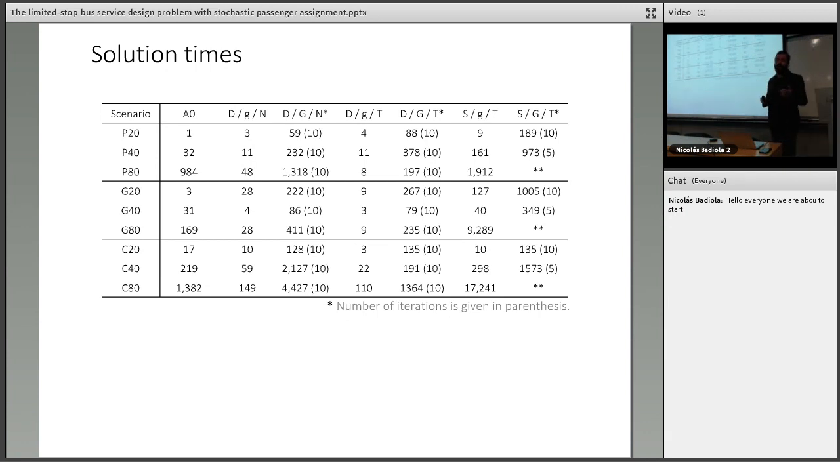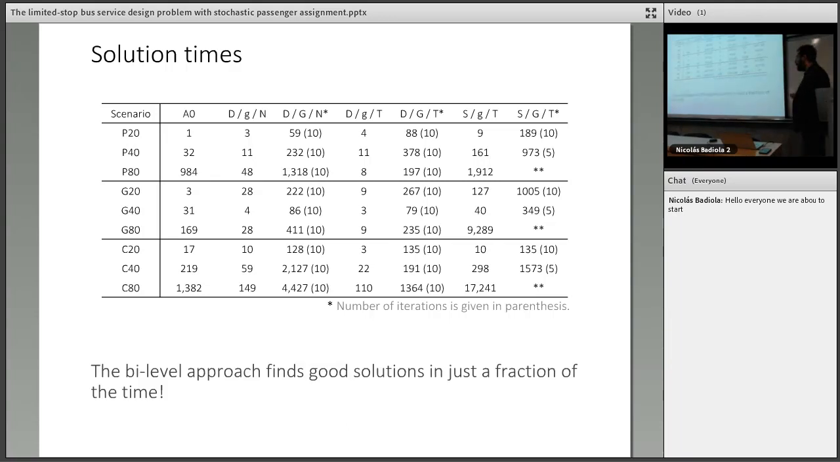And as I said earlier, even though in theory we would expect GRASP to behave quite better than greedy, we only could find 1 instance where this actually happened. So it's a matter of taste, or how much time you have available to invest in the solution. And the solution of the stochastic problem takes a lot of time, because solving the stochastic route choice problem takes quite longer than Dijkstra's algorithm to find the shortest paths. So the bi-level approach finds good solutions in just a fraction of the time. This is the main takeaway of this table here.